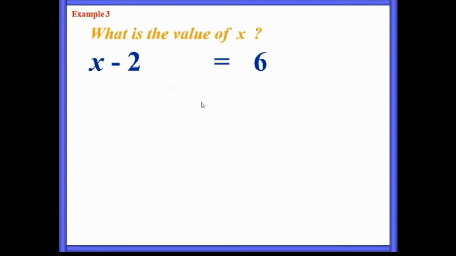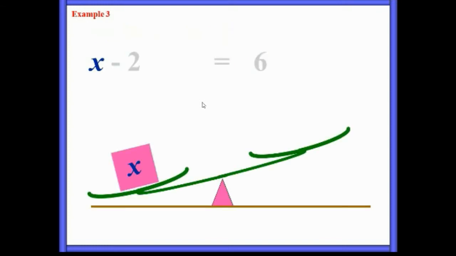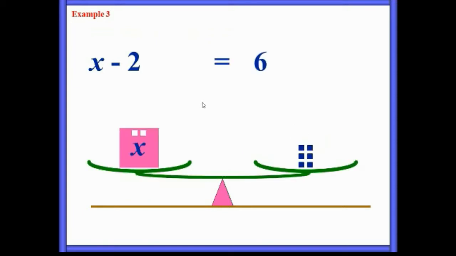The next one, this is the last one: x minus 2 equals 6. I need to find x equals what? So we have x and 2 is taken away from the x. So this is x minus 2 equals 6. This is balanced. I need to know x equals what?